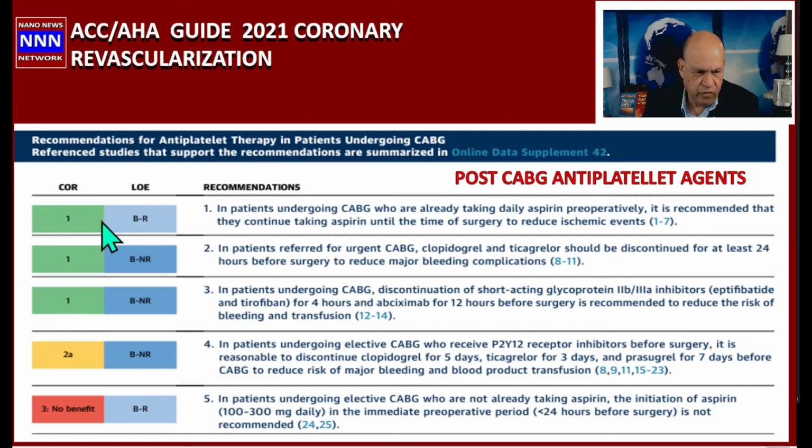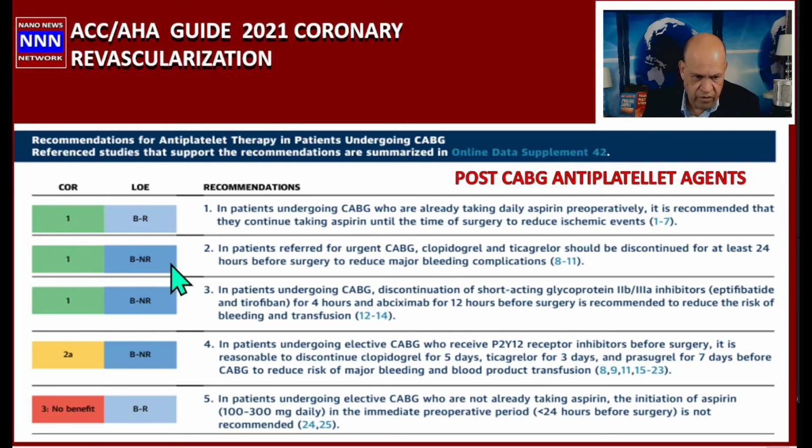Here, class 1 indications. I'll just read the first one here. In patients undergoing coronary artery bypass surgery who are already taking daily aspirin perioperatively, it is recommended that they continue taking aspirin until the time of surgery to reduce ischemic events. This could be one of your board exam questions.